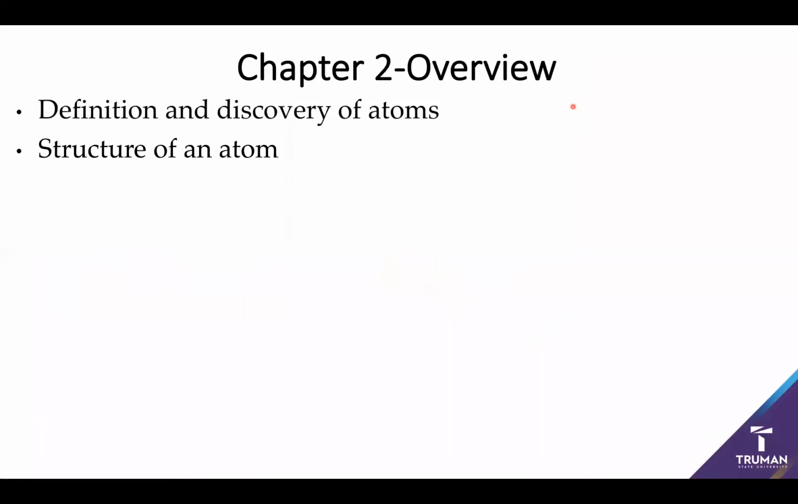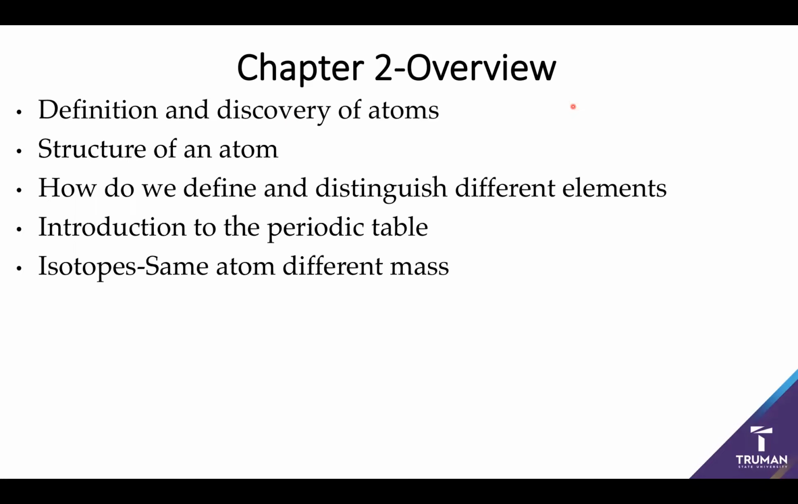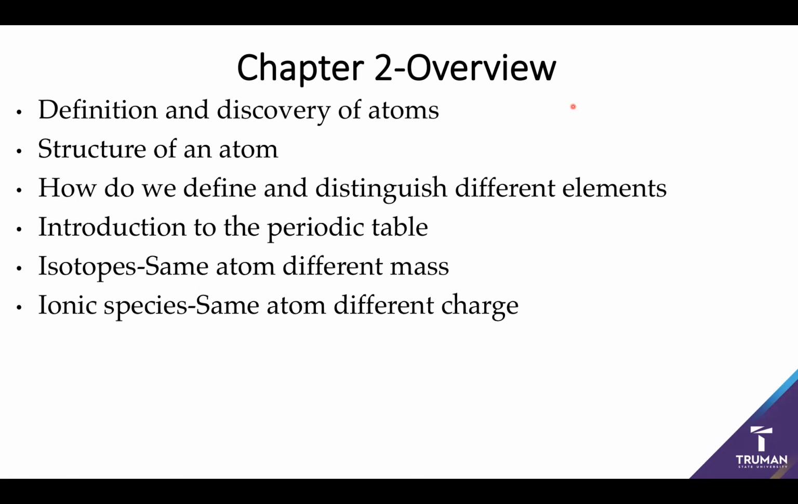Then we're going to dive into the exact atomic structure of an atom and try to figure out how atoms of different elements differ. So what defines carbon versus nitrogen versus oxygen? And this will bring us into a good introduction of the periodic table, what it is and how we can use it. And looking at isotopes, so these are going to be the same atoms of the same type, but have slightly different properties. And then ionic species, where again we're looking at two atoms of the same element, but they have different numbers of electrons, which gives them a different charge.